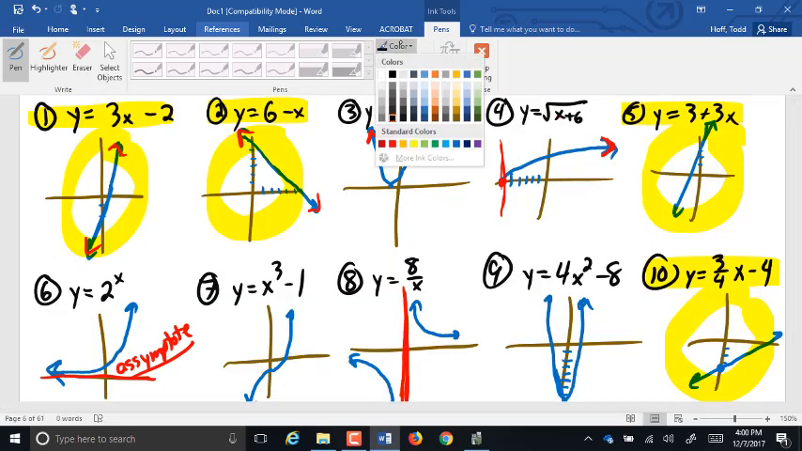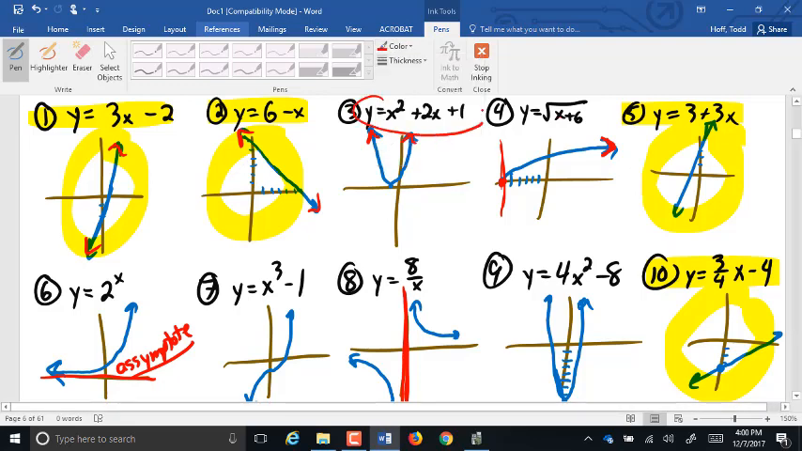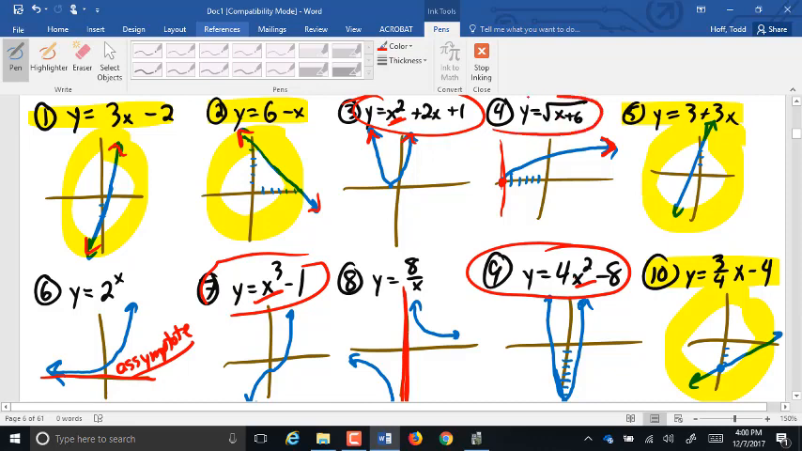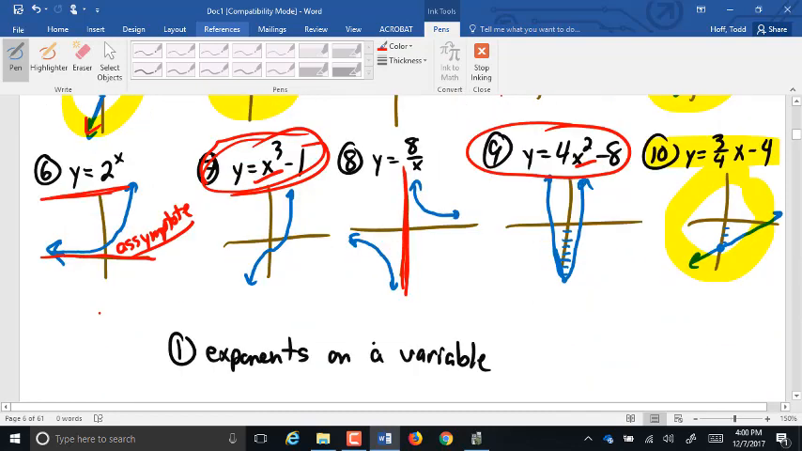So that describes what's happening with this one here, because we had the x squared. This one here, because it's x to the third. That describes this one, because it's x squared. In fact, it even describes this one here, because technically you could view that, instead of the square root of x plus 6, as y squared equals x plus 6. So that describes those. What would describe what's going on with number 6?